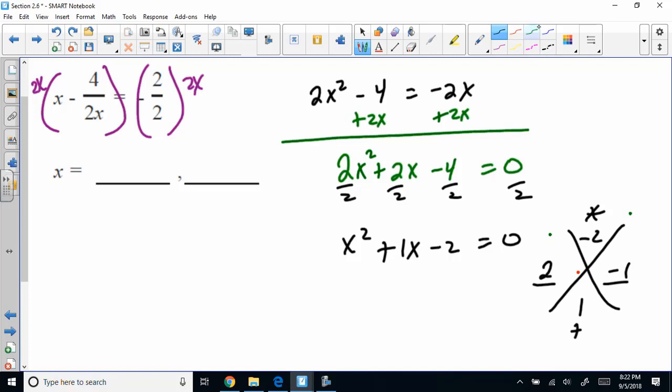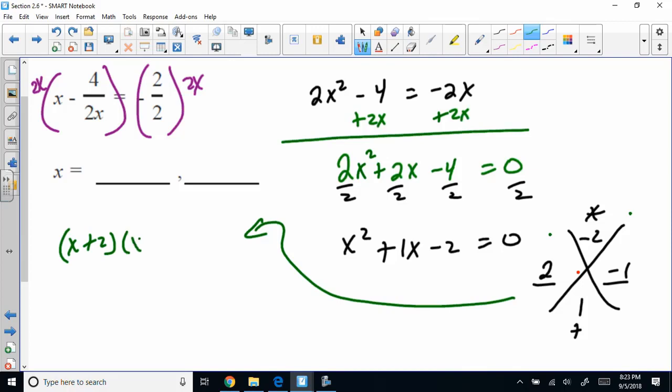You okay with that? And then we're going to have x plus 2 and x minus 1, all set equal to 0. So we'll set each independent factor equal to 0. So x equals -2 and x equals what? 1. Now, is any of those a restricted value? Something x cannot be equal to? Anything? No? Okay.